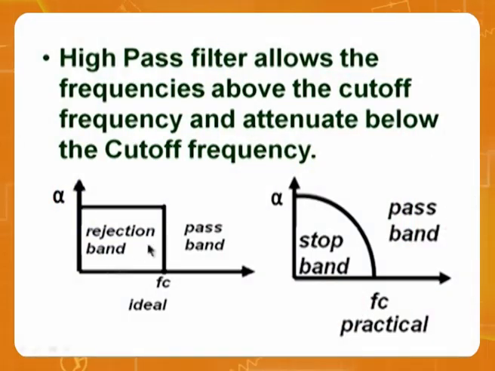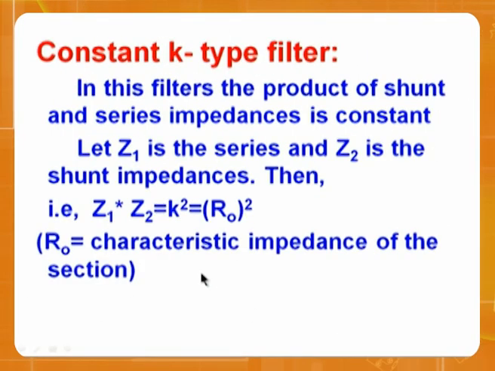Okay. Now we have finished low pass and we are coming to high pass now. This is ideal filter. Now what is happening? Exactly opposite. Pass band is on the higher side, rejection is on the lower side. Stop band, pass band. So these are the introductions over.